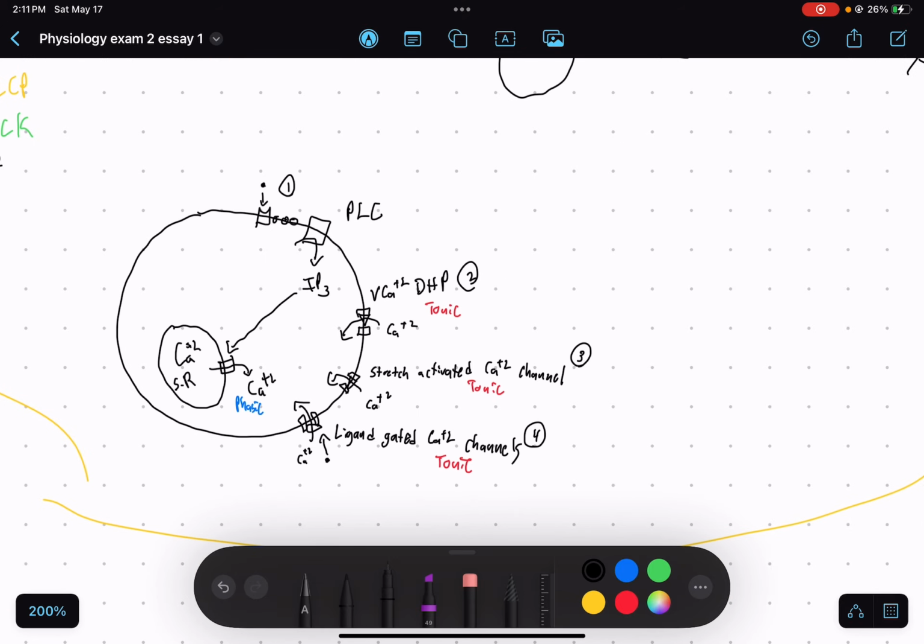And we just have down here a little bit about our different channels, such as voltage-gated calcium channels, stretch-activated calcium channels, and ligand-gated calcium channels, which are different ways for a tonic contraction to occur in smooth muscle, because the calcium is moving from the outside to the inside, while for phasic, the calcium is going to move from somewhere deeper inside the cell to somewhere inside, such as the cytoplasm.